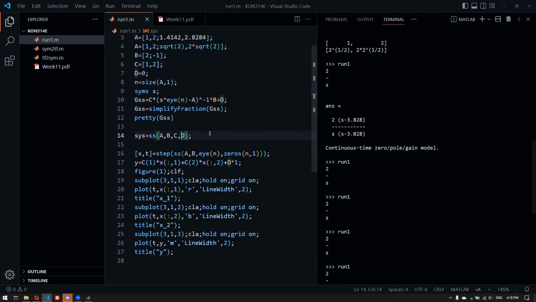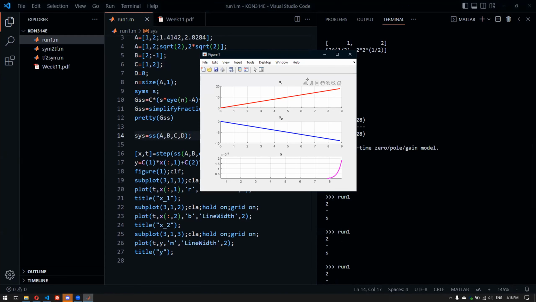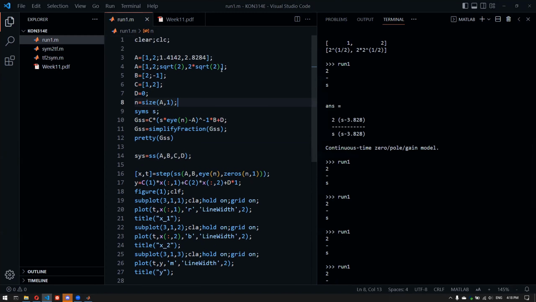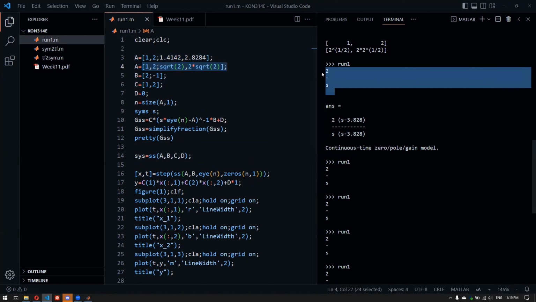But this is not the important part that we're focusing on here, but it might be the case where you can see that your system has kind of an internal pole zero cancellation. That means that you have a pole zero cancellation and the order will not match. Even though your matrix is 2 by 2, you will end up with a first order system.